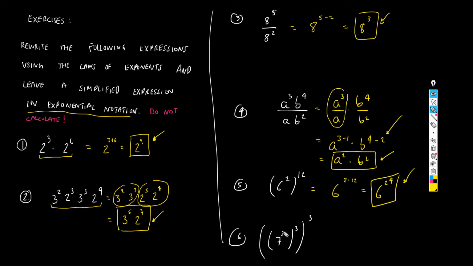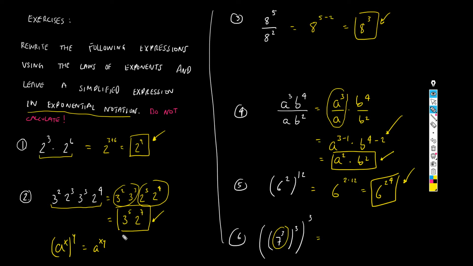This one, it looks complex. 7 to the 3, all of that raised to the 3, all of that raised to the 3. So we can first start by saying this, guys. Consider this as a single number, all of this. Let's just call it circle. We have circle to the 3 to the 3. So we can make use of this law: a to the x to the y equals a to the xy. And in this particular example, what I'm calling circle plays the role of the a in here.